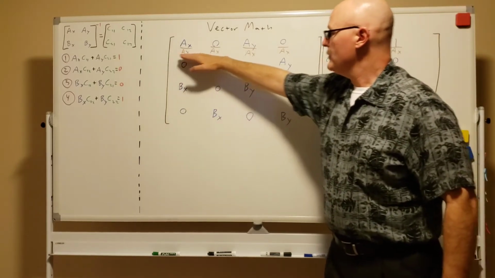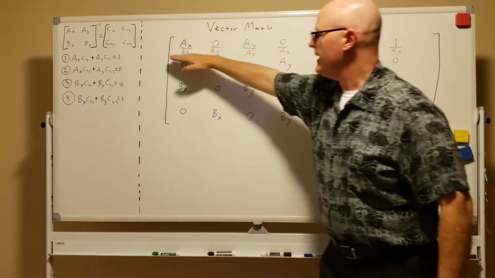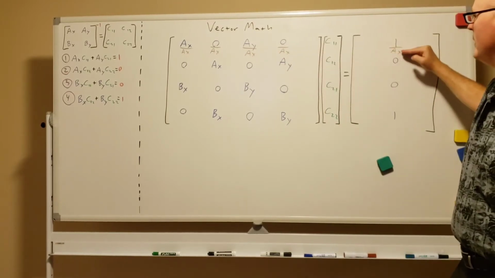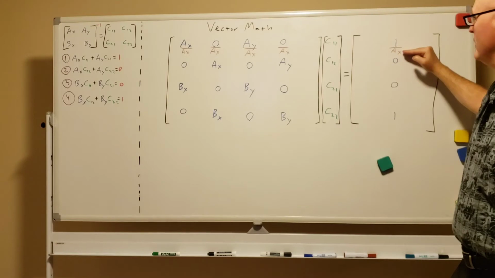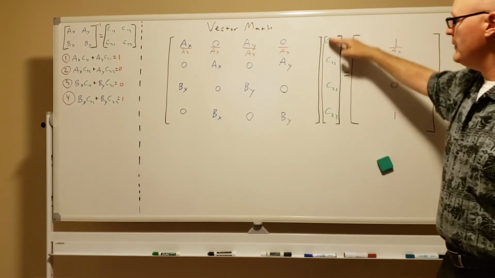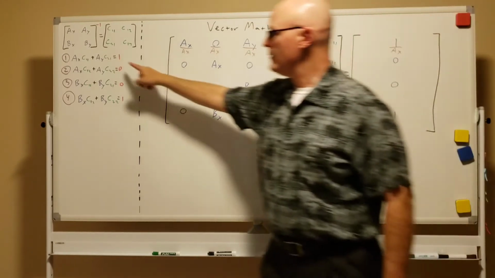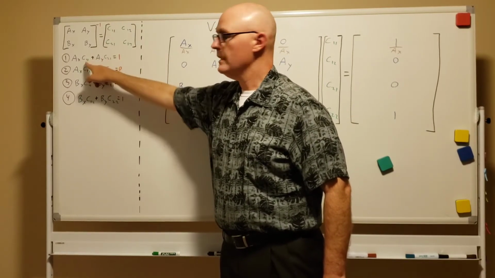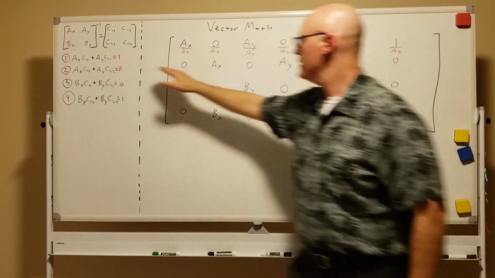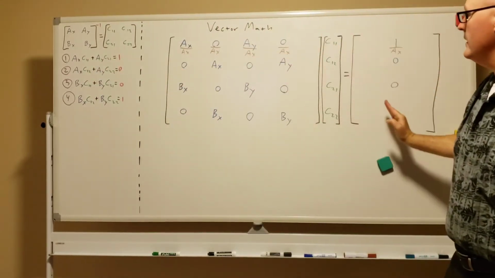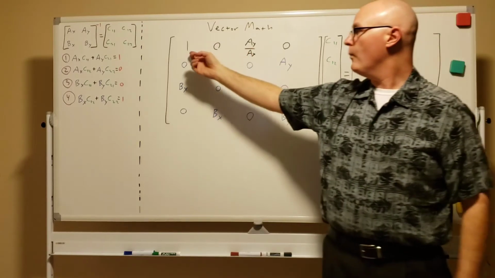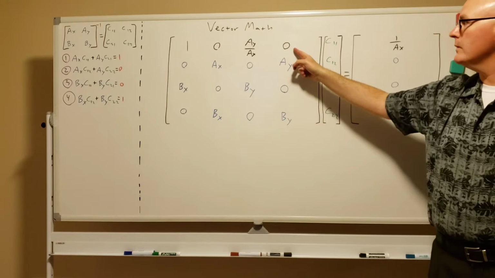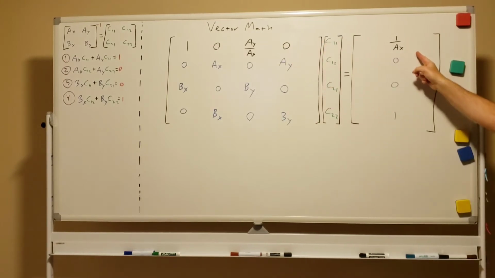If I divide both sides by AX, I divide everything in this row by AX. I divide the answer in the 1, 1 position by AX. I do nothing to this, for the same reason that I would do nothing to the individual variable in the actual equation. And I end up with 1, 0, AY over AX, 0, and 1 over AX.